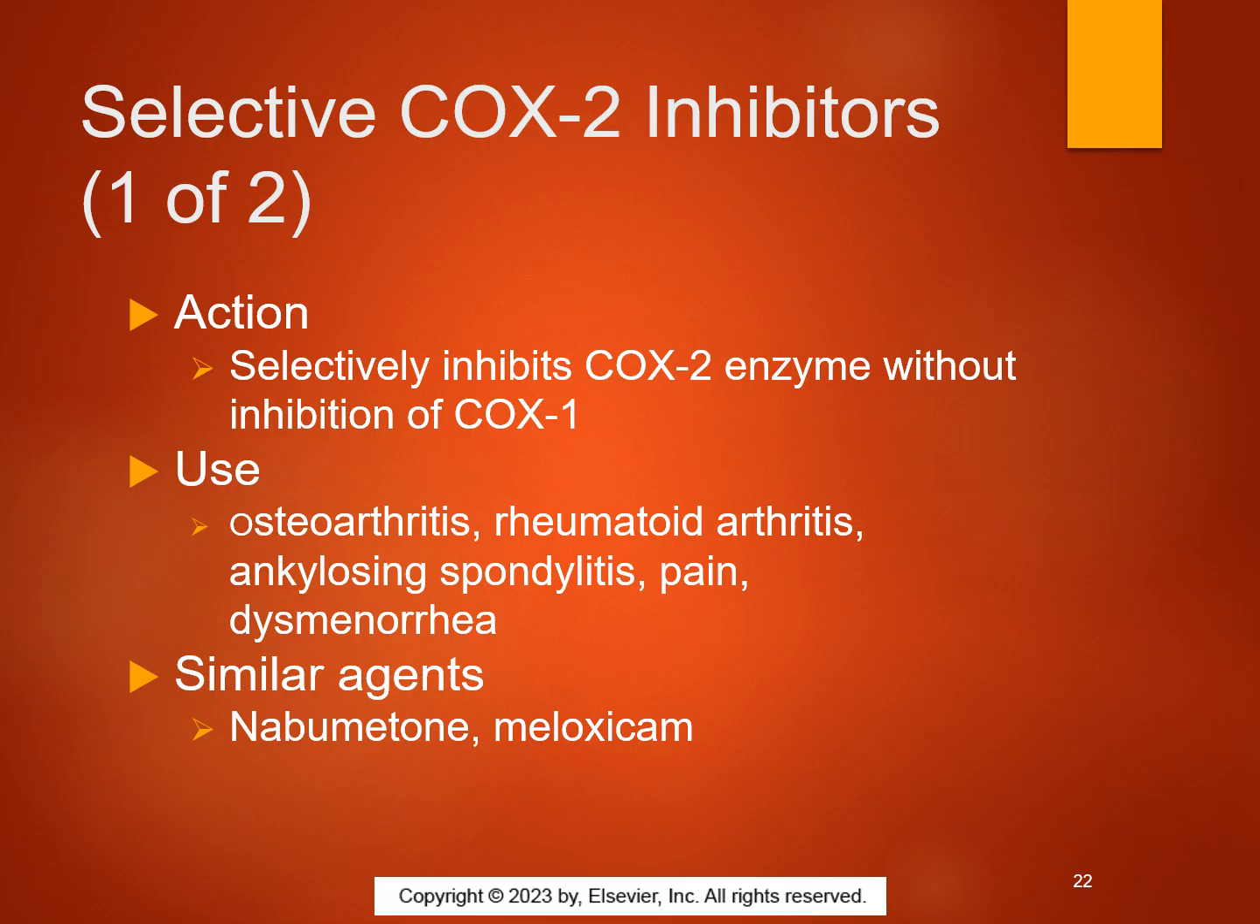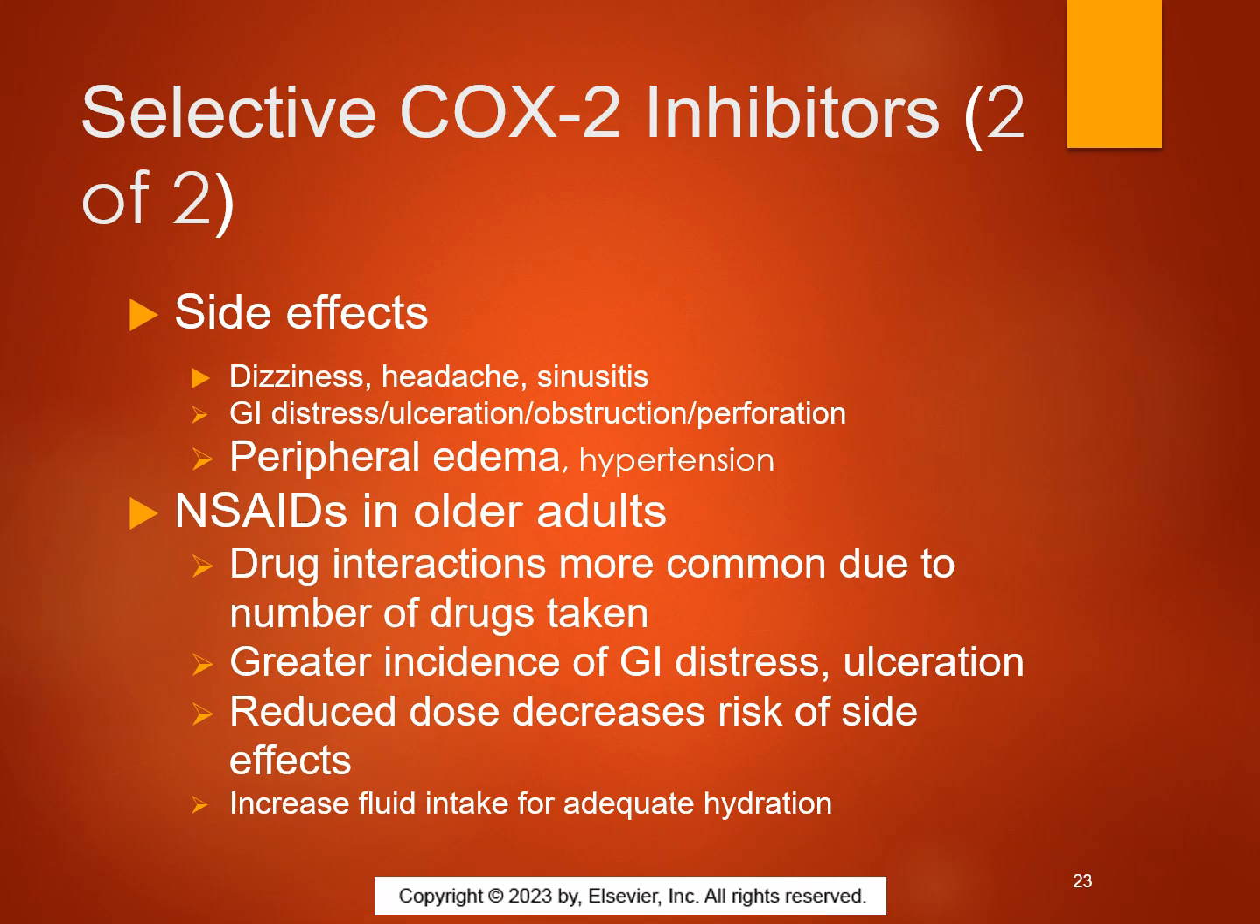Meloxicam is a COX-2 preferential NSAID used for chronic arthritis pain that provides effective inflammation control with a somewhat improved GI safety profile compared to older NSAIDs. I know this is getting a little bit repetitive, but again, side effects include dizziness, headache, sinusitis, GI distress, ulceration, obstruction, perforation, peripheral edema, and hypertension.